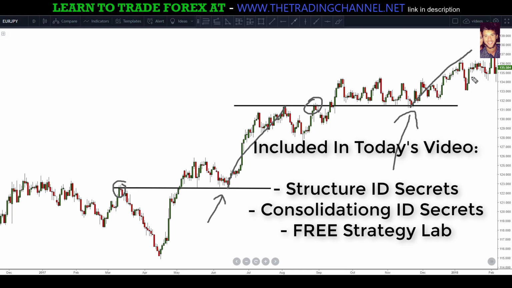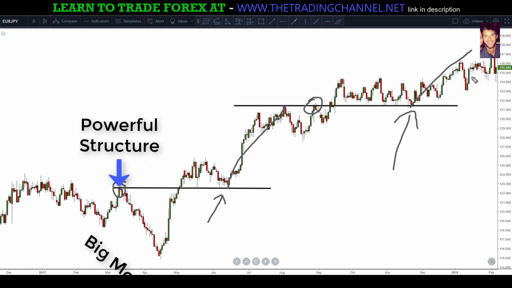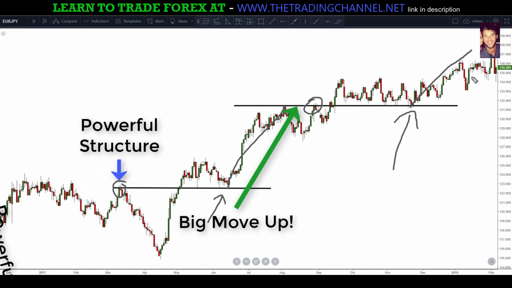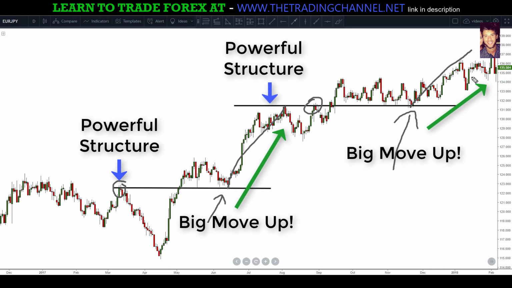And in today's video, you're going to be learning how to identify the most powerful and most important levels of structure that give you the best chances of banking in massive profits. In just a few moments, I'm going to be sharing with you guys some extremely valuable information that could be what you've been missing in your trading all along.